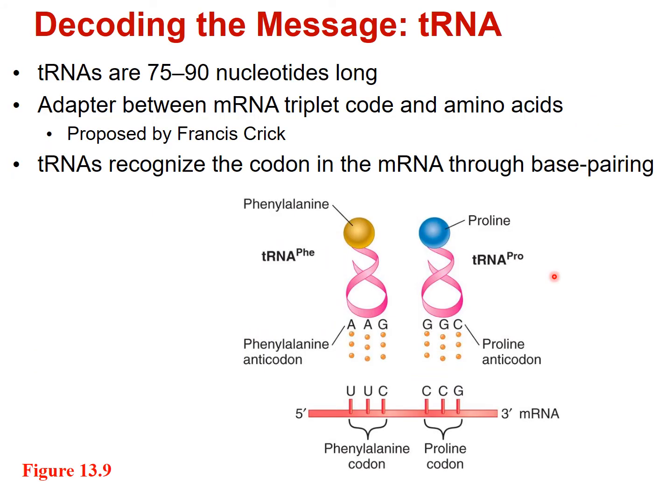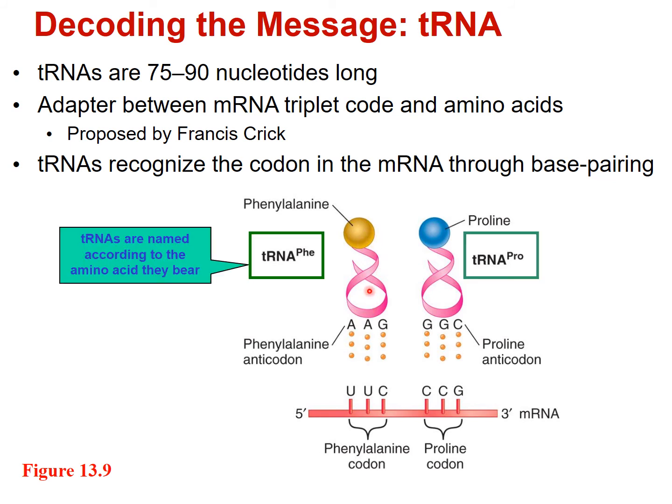Okay, so we just talked about the genetic code. So how is the genetic code actually read? The genetic code is decoded by transfer RNAs. Transfer RNAs, or tRNAs, are 75 to 90 nucleotides long. They're an adapter between the messenger RNA triplet code and amino acids. Now this whole concept was first proposed by Francis Crick. The tRNAs recognize the codon in the mRNA through base pairing.